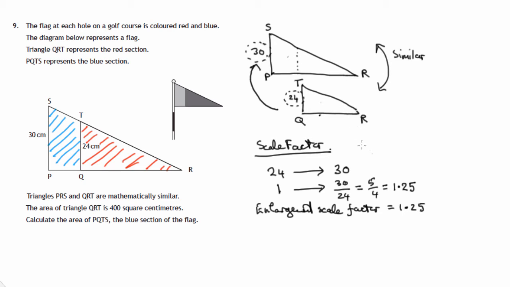So our problem now is, if we know that the scale factor for the lengths is 1.25, how many times bigger is the area? What's the scale factor for the area? So let's go into a little bit of thinking about this. If we have a square and we double the length of the sides, then what's happened to the area? We've multiplied by 2 for the lengths, but the area has been multiplied by 4.